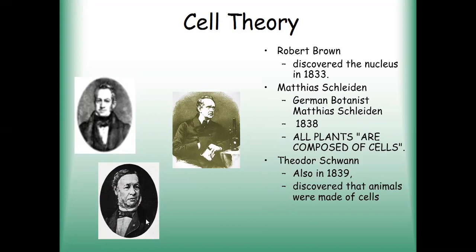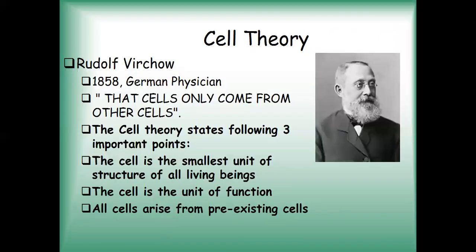Theodor Schwann was another scientist. He was a zoologist basically. In 1839, he also discovered that animals were made up of cells. Okay, so he was also undergoing different studies on animals, and through those studies, he came to the conclusion that unlike plants, even animals are made up of cells. Different types of animals are made up of different types of cells.